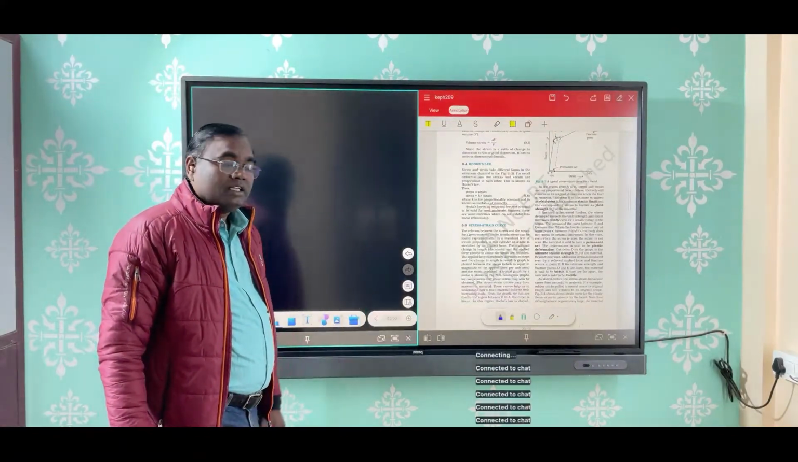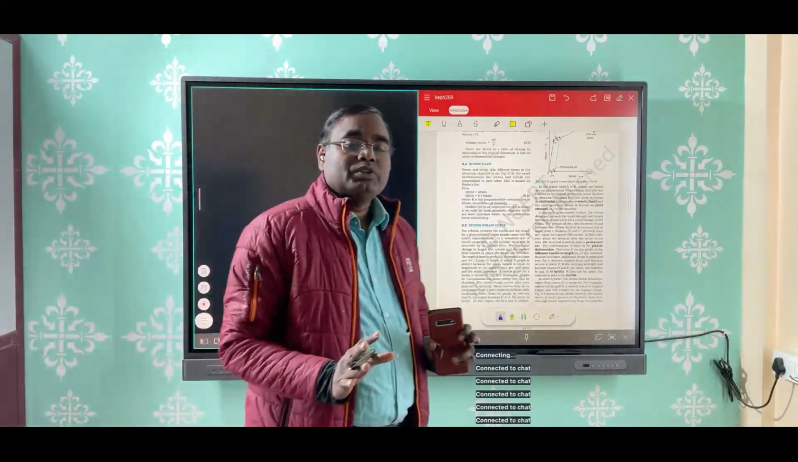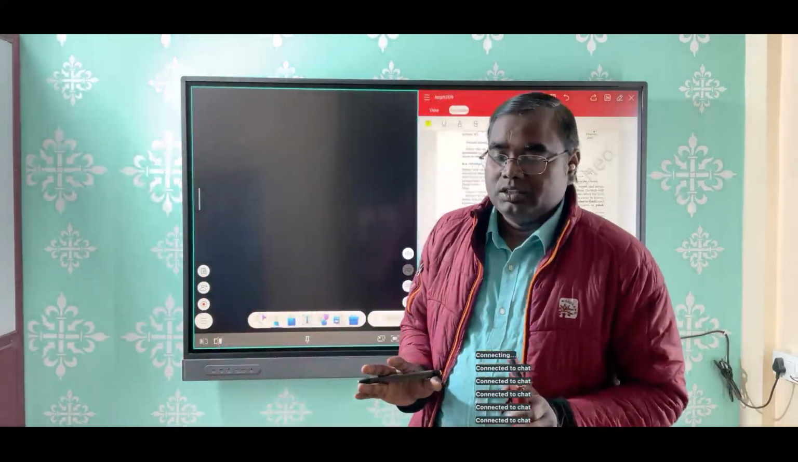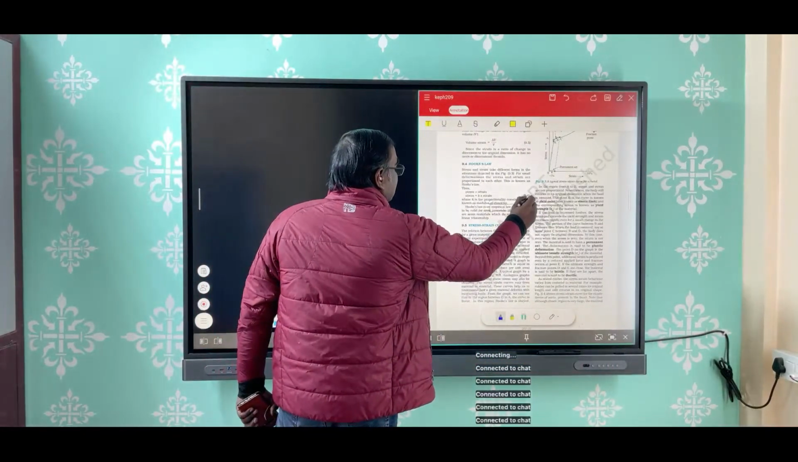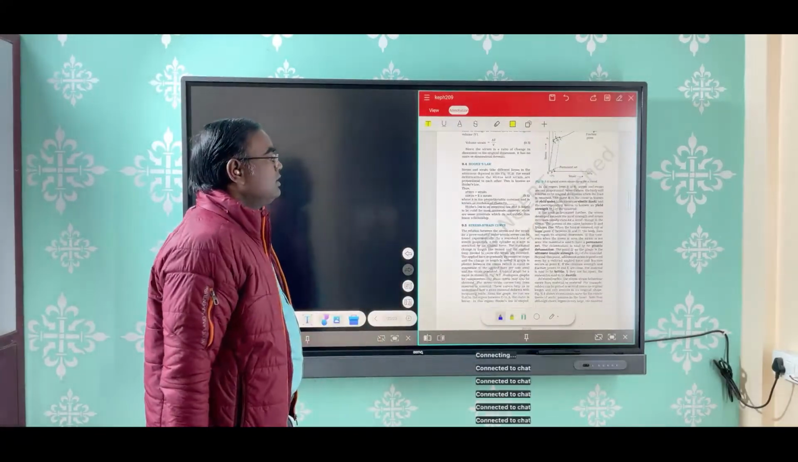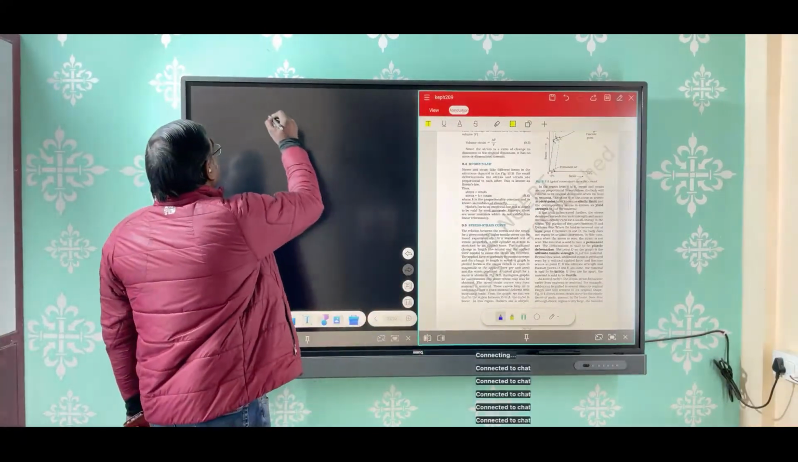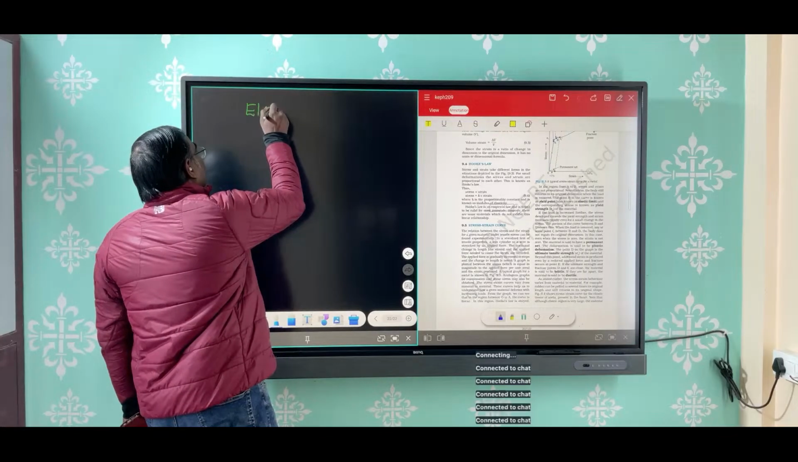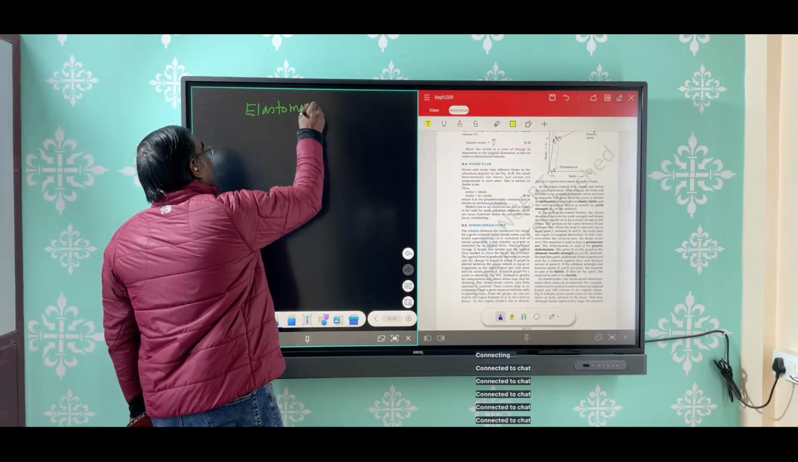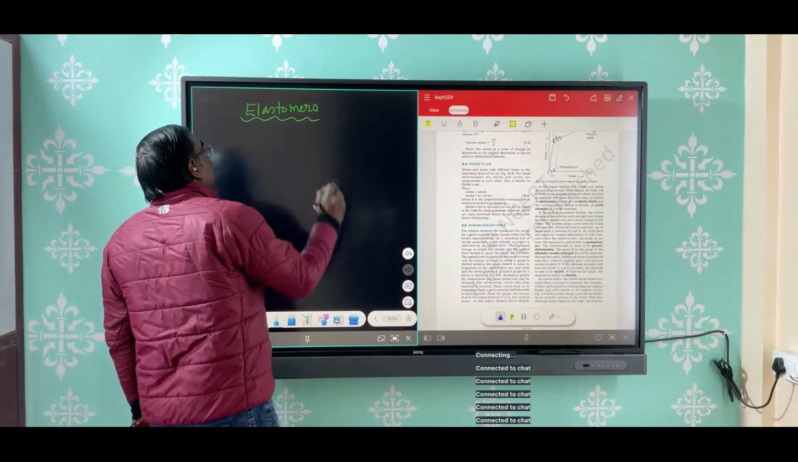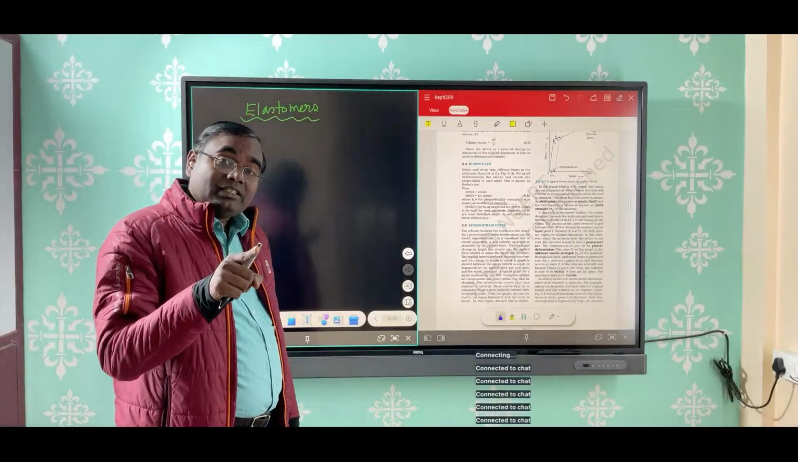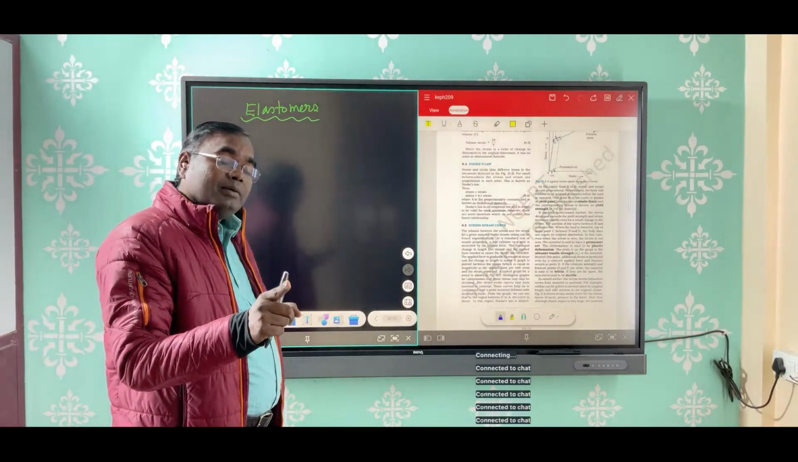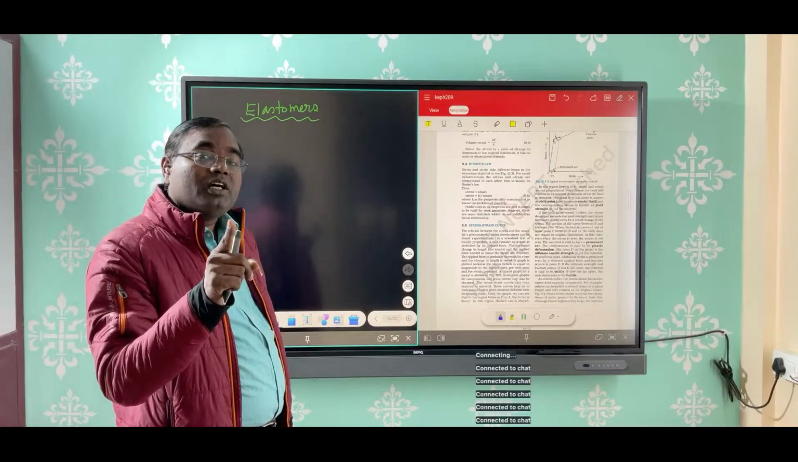But there are some materials which do not follow Hooke's law, do not obey Hooke's law, and they are called the elastomers. Here it is mentioned that there are some materials which do not exhibit the linear relationship. So elastomers, this is an important point, you note it down. Elastomers are those materials that are elastic, but they are not following Hooke's law.